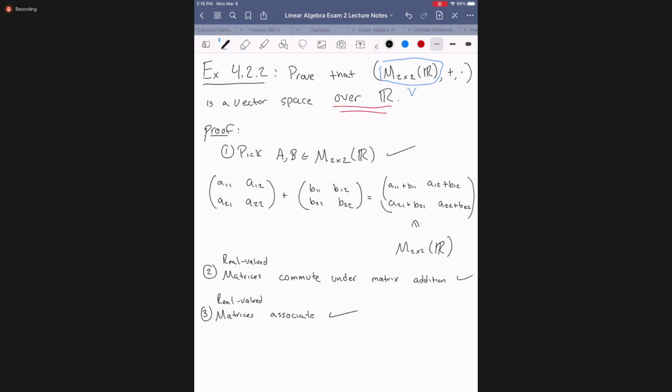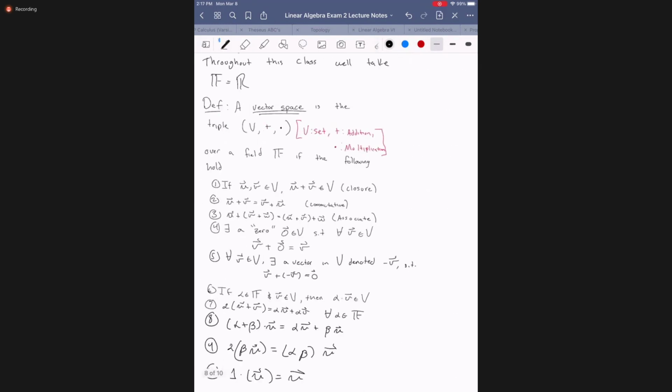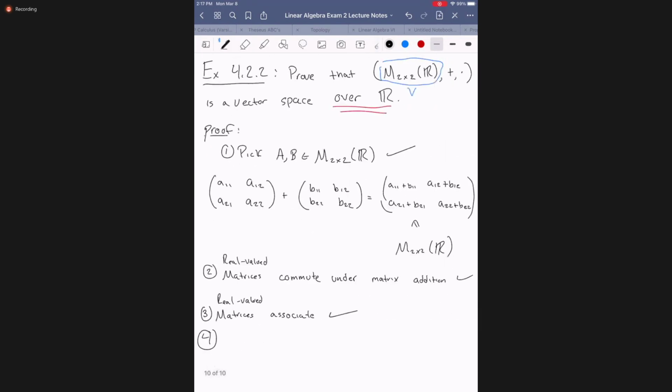Okay, so number 4. As you can see, this is going to be a pain, but whatever. Number 4 says there exists a 0 in V such that for any v in V, v plus 0 is v. Now, in this set of 2 by 2 matrices, does there exist this 0 such that if I pick any other matrix and add it to that, it gives me back the matrix? Yes, and what would that be? A zero matrix, right? A matrix with 0 entries.